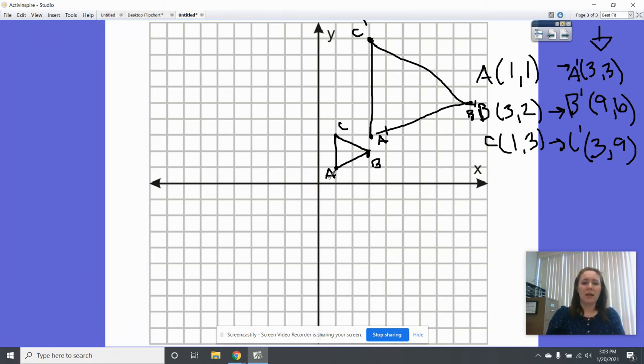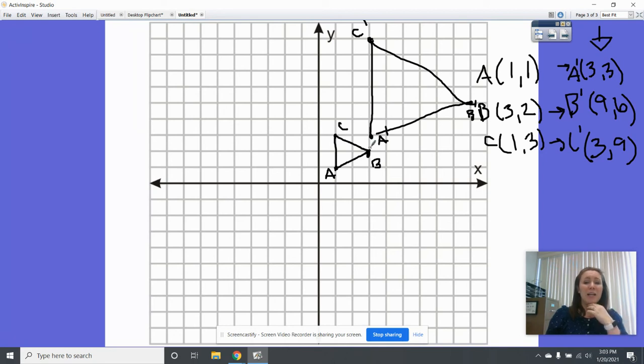So that means that the angle of A is the same measure as angle A prime. B is the same measure as B prime. C is the same as C prime. Because the angles are the same, everything was multiplied by the same number. This is just an enlarged version of the original. These two shapes are similar. So that is dilating by a scale factor bigger than 1. It's going to make the shape bigger.